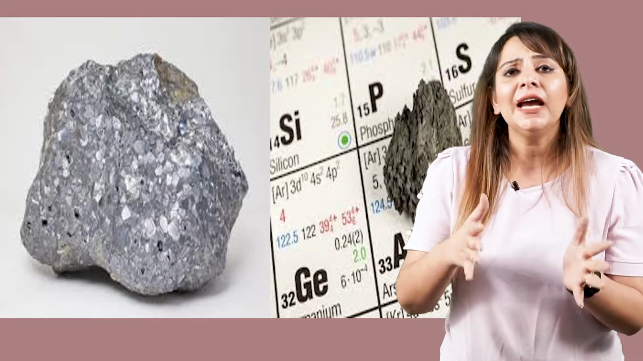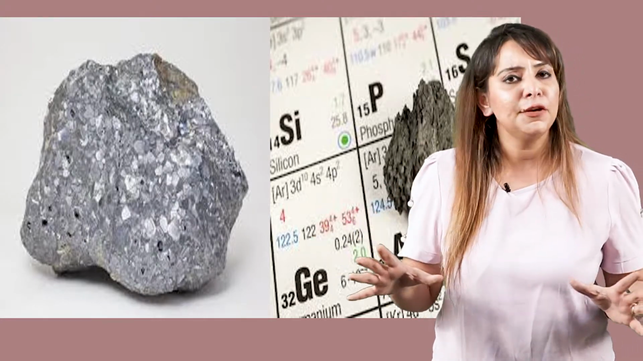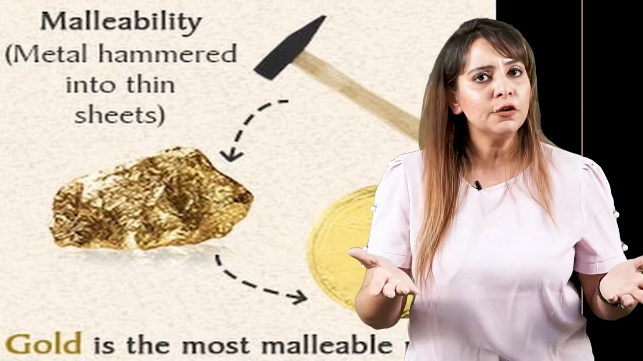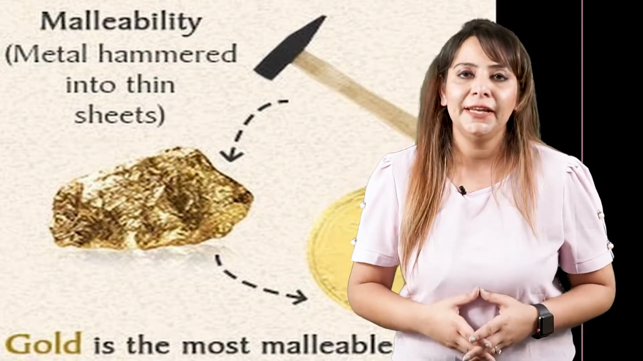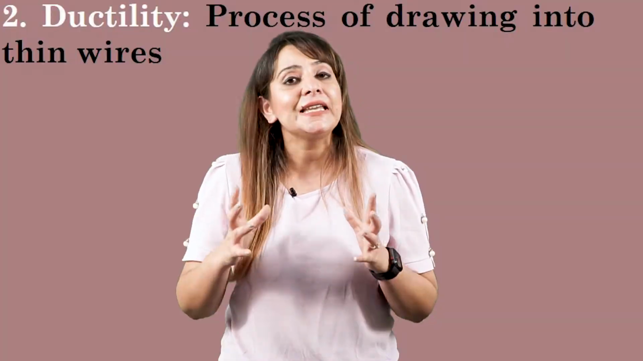But the exceptions do exist, right? Like if I talk about metals, I told you that metals are generally malleable. But metals like zinc, arsenic, antimony, etc., are non-malleable. We cannot beat them into thin sheets. Similarly, other metals like silver and gold are highly malleable. Right. So in general, if somebody asks you, we will say that metals are generally malleable and non-metals are generally non-malleable. So let's move on to the second property, that is ductility.